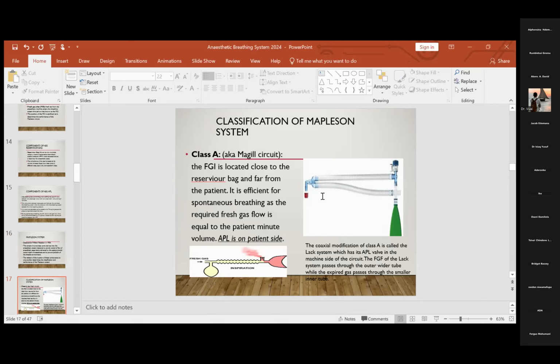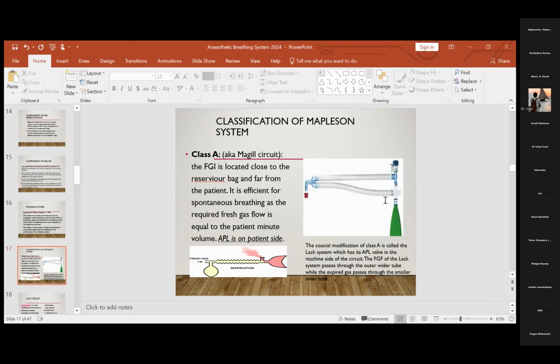In Mapperson A, the McGill system, the APL valve is close to the patient side. The APL valve is on the patient side, while the fresh gas flow is located close to the reservoir bag. It is efficient for spontaneous breathing because the required fresh gas flow is equal to the patient's minute volume.